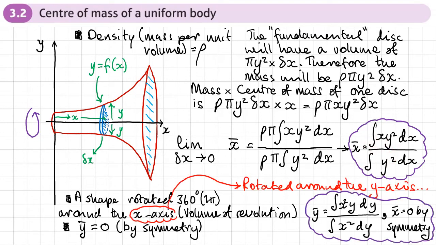Now if we instead have a shape where it's rotated around the y-axis instead of the x-axis, then this becomes our formula to find the center of mass in the y direction. It's basically the same as this, but we've just swapped the x's and y's around, and it will be x bar, which is 0 by symmetry, because we're going to be rotating around this way.